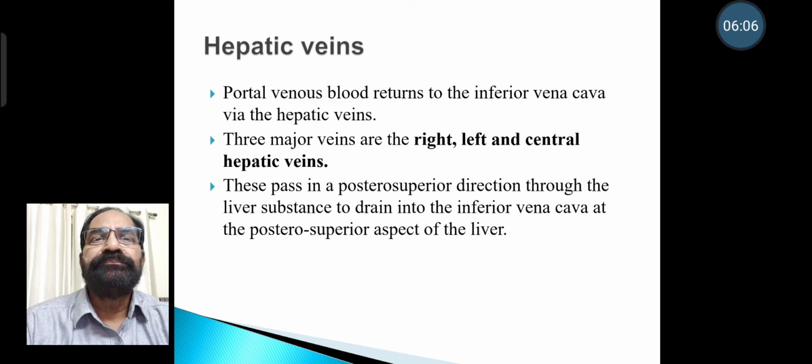Hepatic veins. Portal venous blood returns to the inferior vena cava via hepatic veins. 3 major veins are the right, left and the central hepatic veins. These pass in posterior-superior direction through the liver substance to drain into the inferior vena cava at the posterior-superior aspect of the liver.